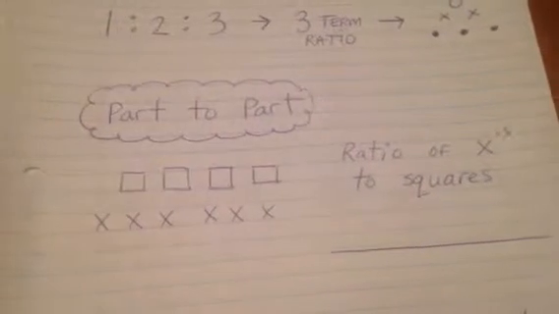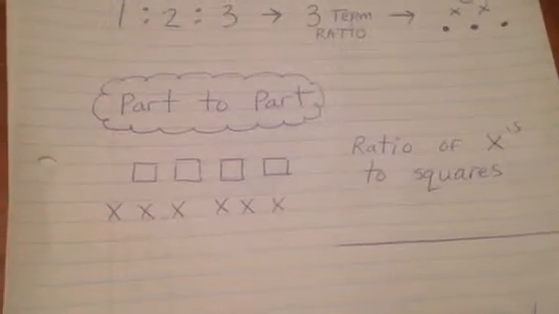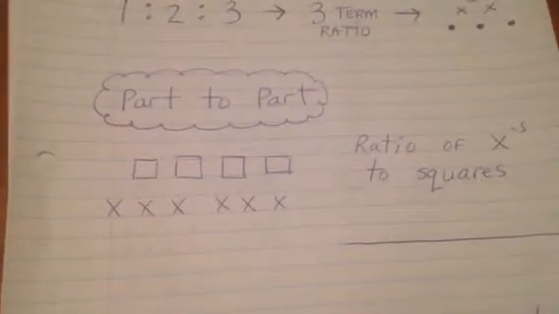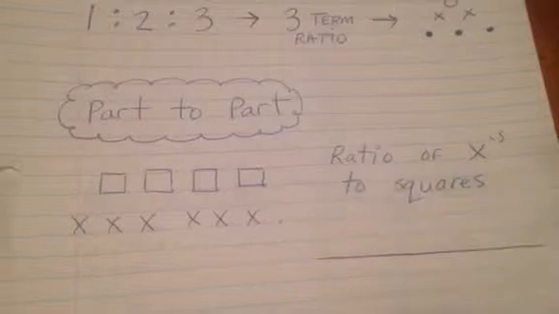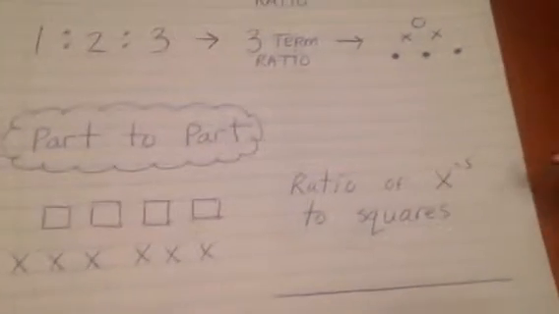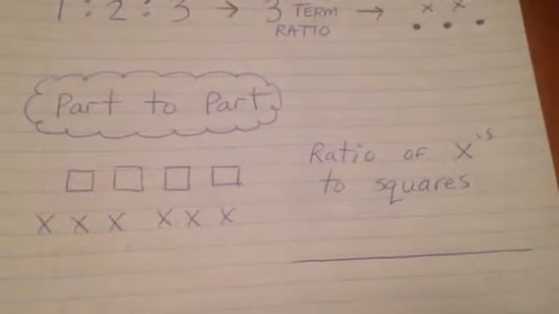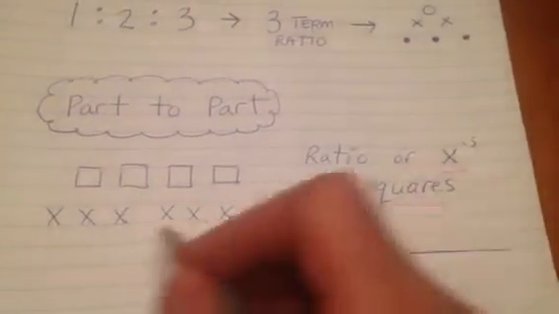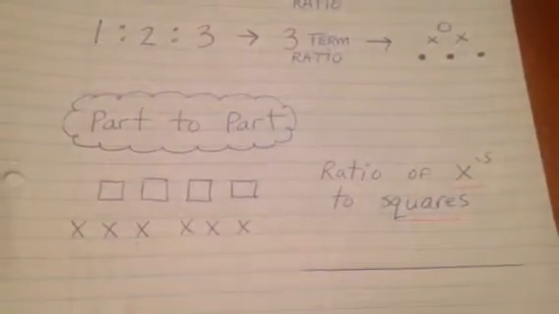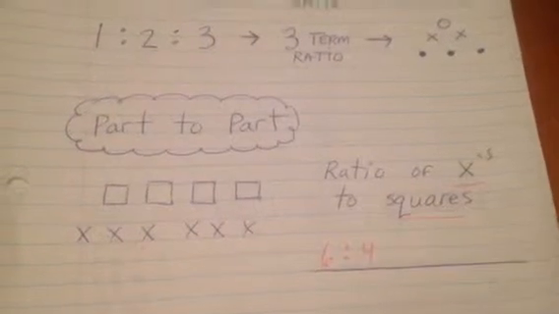So here's an example, a part-to-part ratio. There's two different kinds. This is a part-to-part. The other one is called a part to whole, and we'll do those shortly. So, for example, we have 4 squares and 6 x's. The question says, what is the ratio of x's to squares? So you have to follow the order. It's x's to squares. So 6 x's to 4 is what we write, 6 to 4.